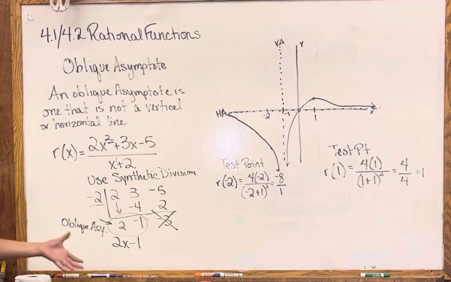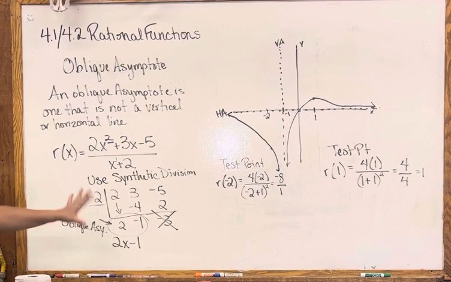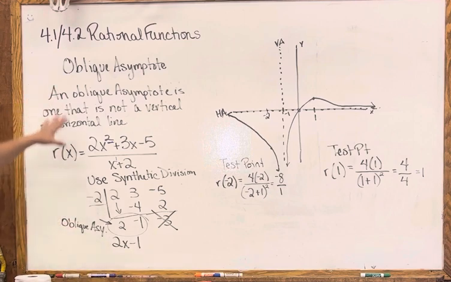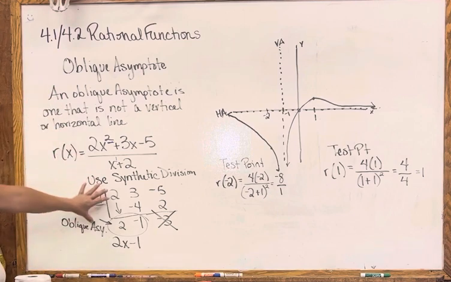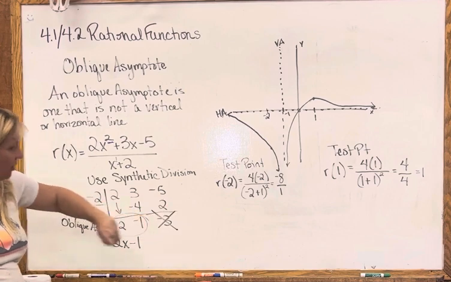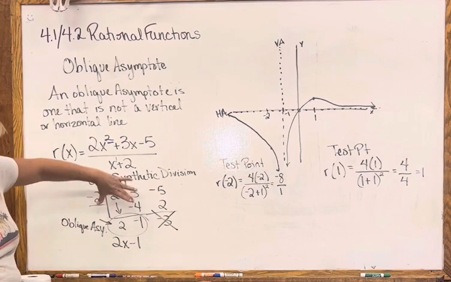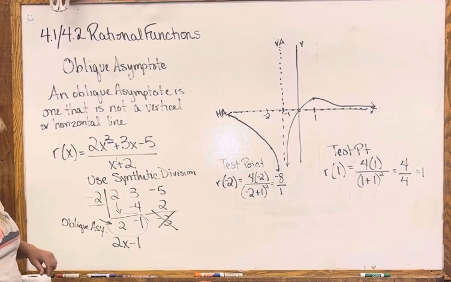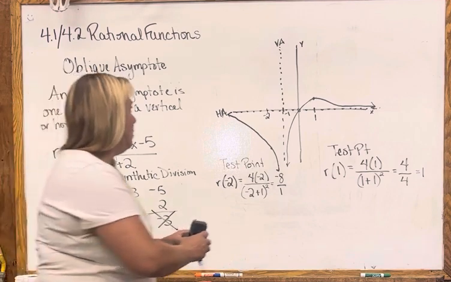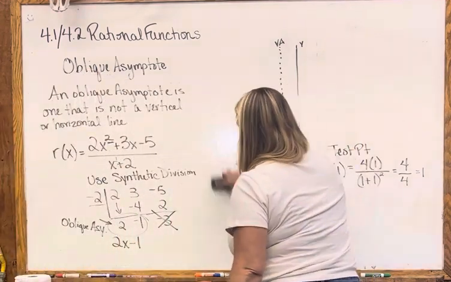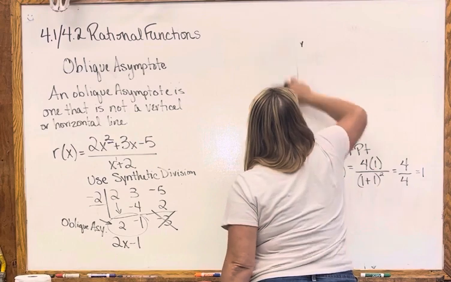So our oblique asymptote is actually just a diagonal line. It's not a horizontal, it's just a diagonal. We can graph that, okay? But that's how the process goes. We do the synthetic division, we cancel out the remainder, and we focus on the quotient. So, with that being done, I guess we can go ahead and graph this.